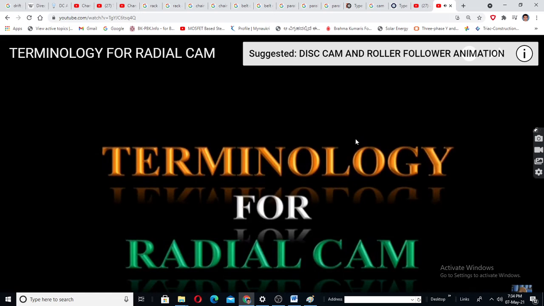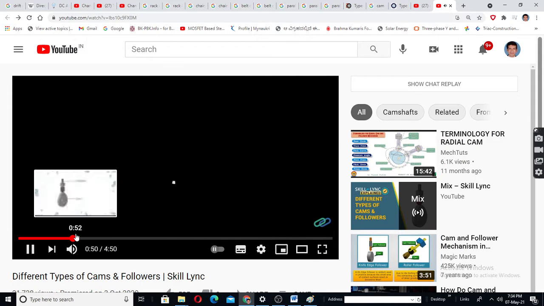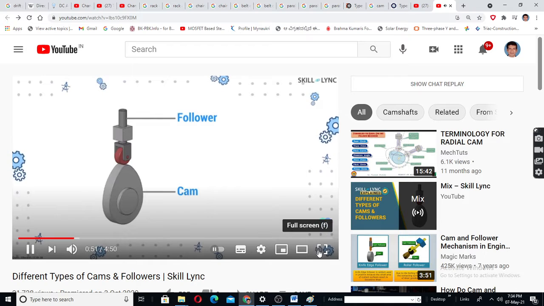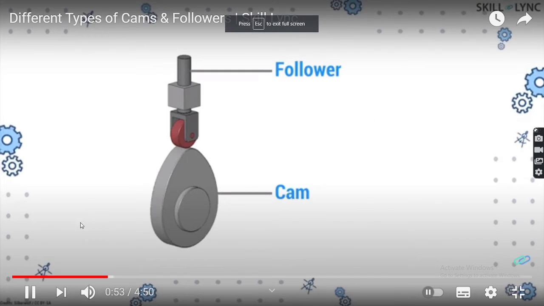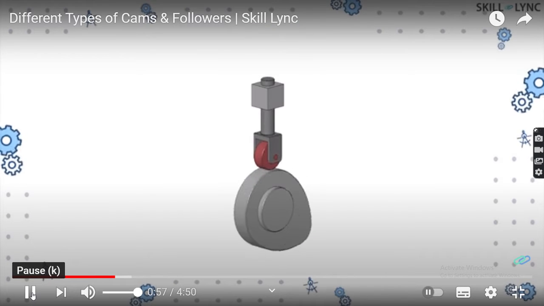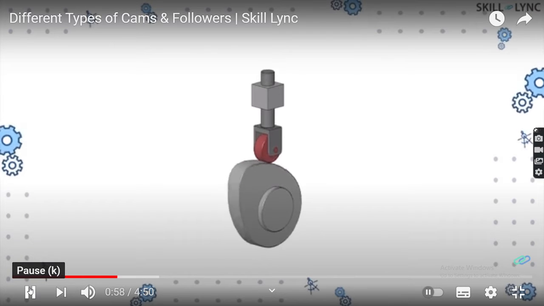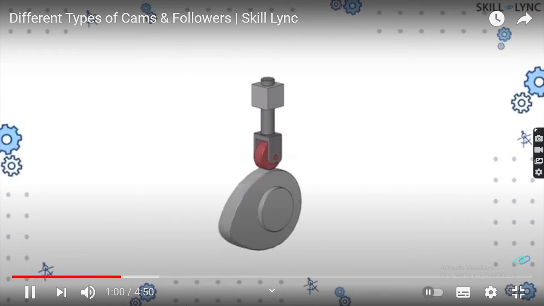In this video, we will discuss the terminology. Cam is designed in such a way to achieve the desired motion. As the cam rotates, its varying cross section makes the follower reciprocate. See, this is the cam and this is the follower. When the cam rotates, the follower reciprocates. You can see this will be reciprocating. This is how the mechanism works.